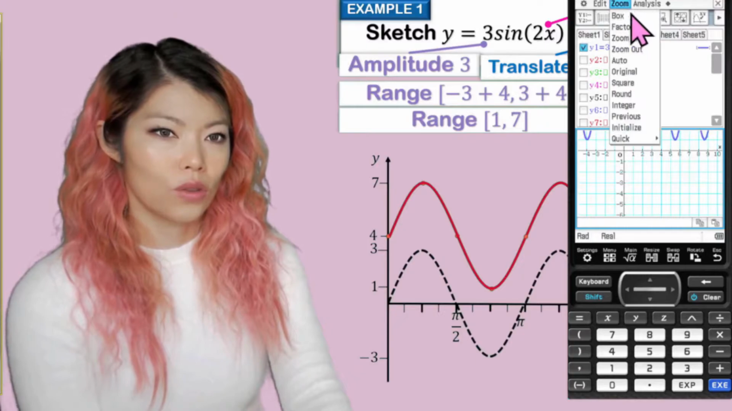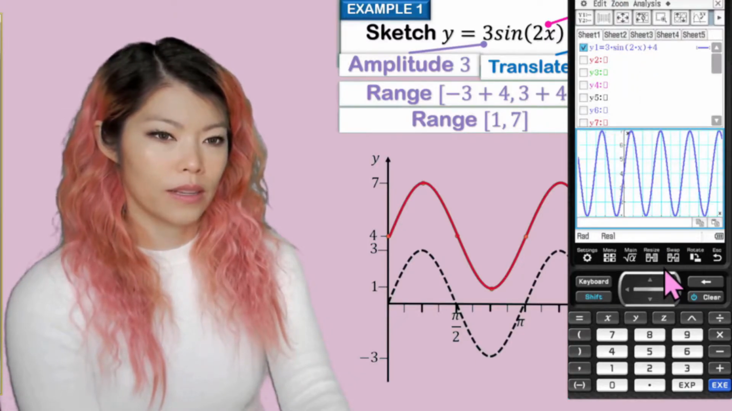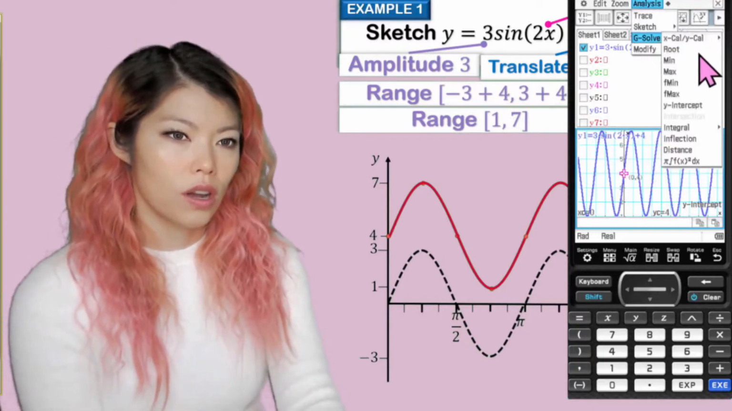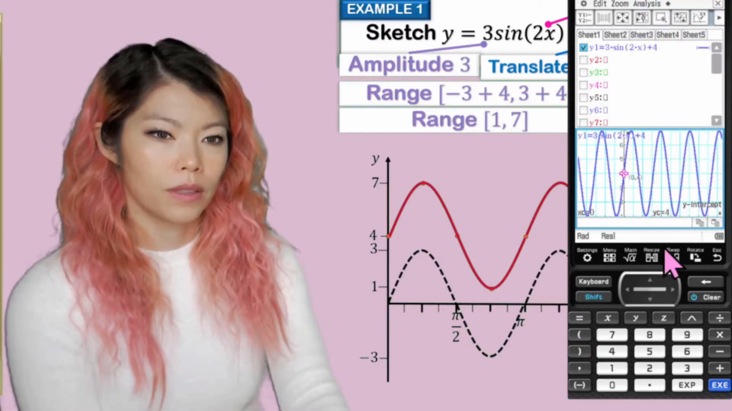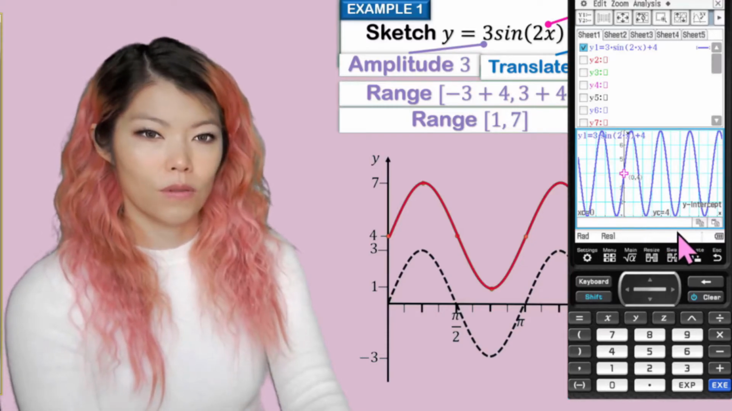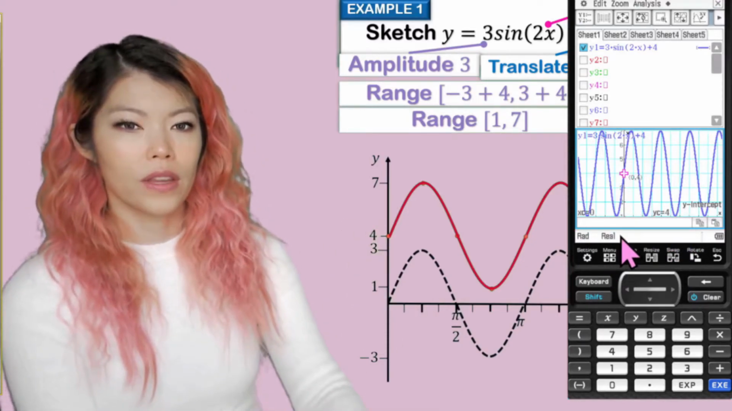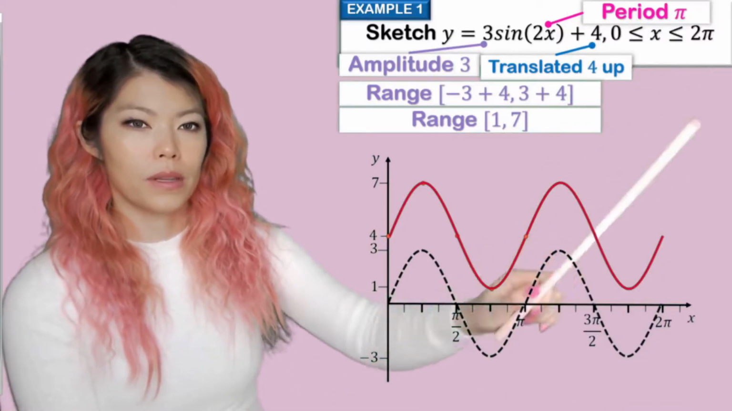You can zoom, auto, so you can see our graph. And we can use analysis, gsolve, y-intercept, which is at 0, 4, we can see from the graph, and that's the same as our graph, 0, 4. The end value happens at 2 pi.